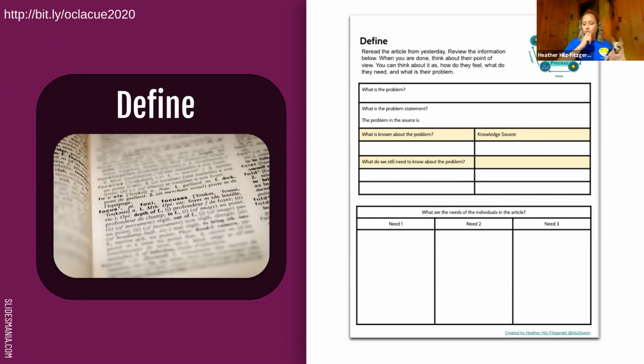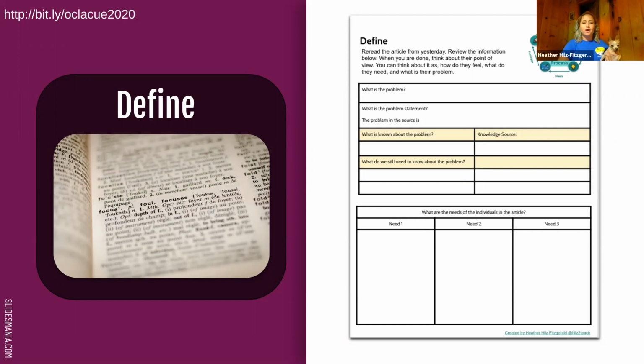So, okay, we are now going to get into the define mode. Define is really going to be that academic approach of research. And so after your students have gone in and read the article, and I always suggest doing multiple reads on the article, you could always do jigsaw reads with students.